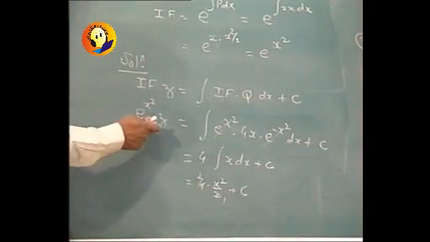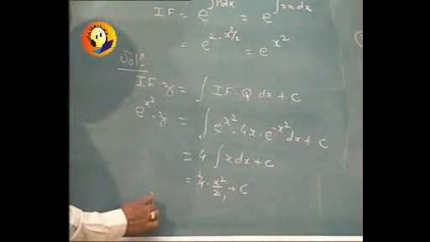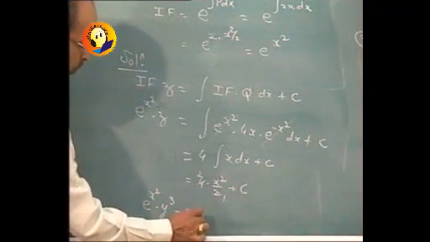And we will resubstitute z, which was y cube. So it will be e raised to x square into y cube is equal to 2x square plus constant.